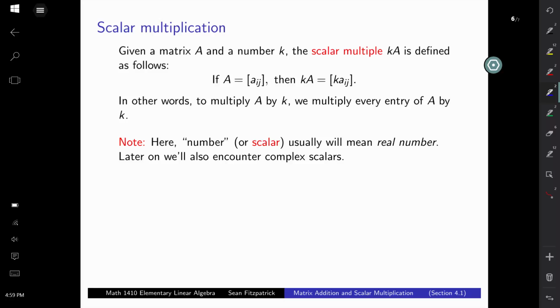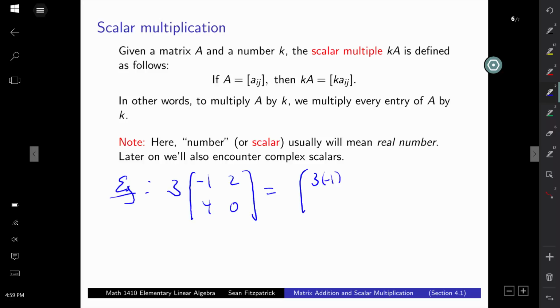And we know how this works, right? It's the same way we did scalar multiplication for vectors. So for example, if I wanted to do, let's say, 3 times the matrix minus 1, 2, 4, 0, I would say, well, it's 3 times minus 1, 3 times 2, 3 times 4, 3 times 0, which is minus 3, 6, 12, 0. Okay, so scalar multiplication is what you expect.